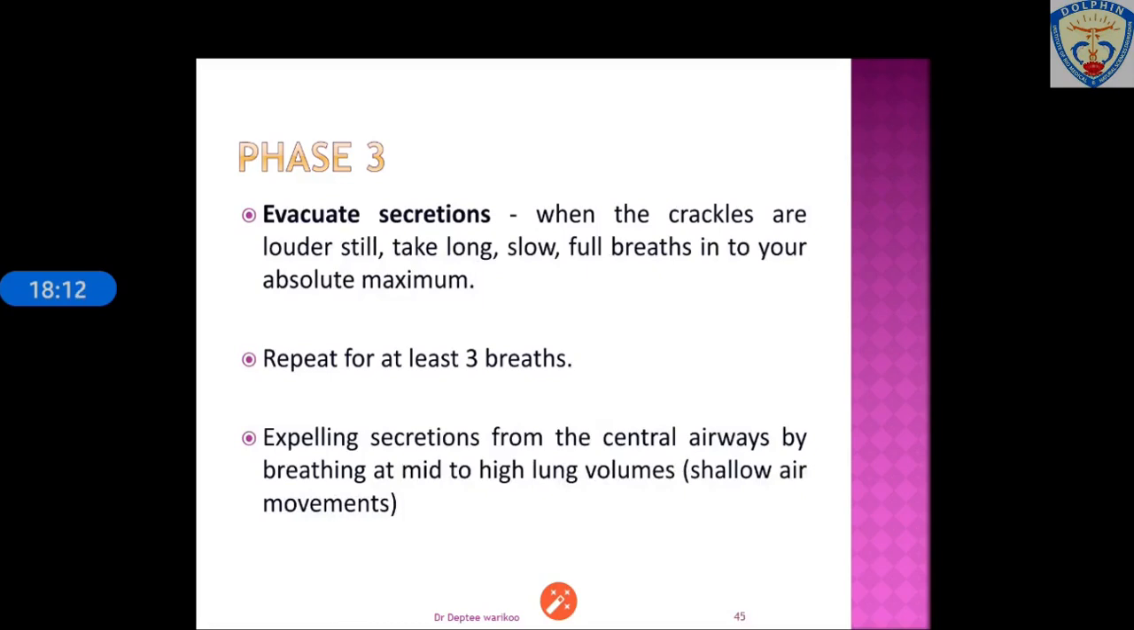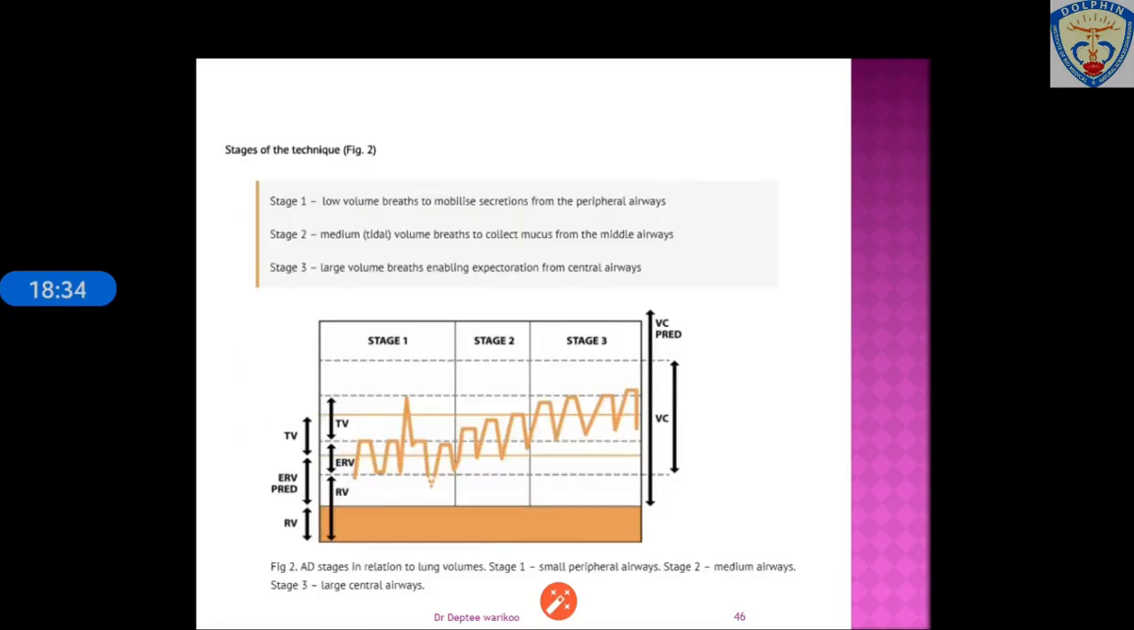Then we have phase 3. It is the evacuate secretions phase. When the crackles are louder still, take a long, slow, full breath in to your absolute maximum capacity. Repeat for at least 3 breaths. Expelling secretions from the central airways by breathing at mid to high lung volumes. It is very important for evacuating the secretions.